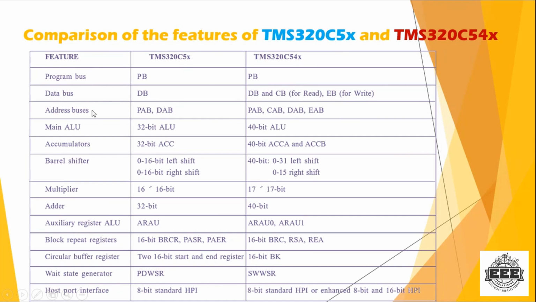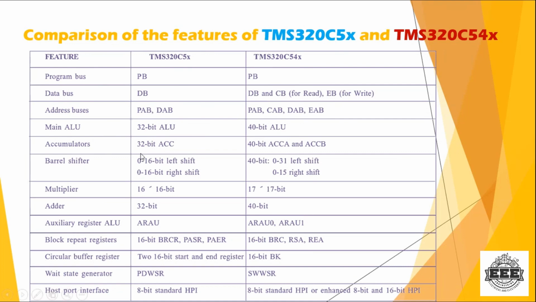In the 5x processor, 2 address buses are presented. In the 54x we are getting 4 address buses. So the TMS320C54x is an advanced version of the 5x processor. You can see here the main arithmetic logical unit is 32-bit only in the 5x, whereas in the 54x we consider a 40-bit accumulator arithmetic logical unit.